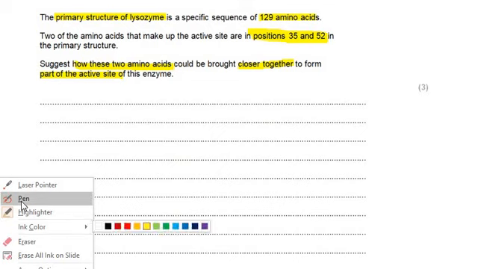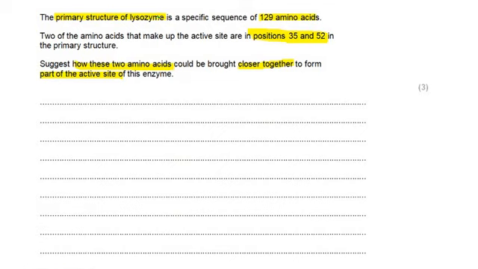Looking at what we've got so far, let's start drawing out some things that make sense to us. So we know that a primary structure looks a bit like this. We have a straight polypeptide chain filled with amino acids. We know there's 129 in total, so this would be position 129. We also have positions 35, and we've got positions 52. We need to think about these being brought closer together, so I'm going to draw something. Let's say 35 is here, and here's 52, and they've been brought closer together.